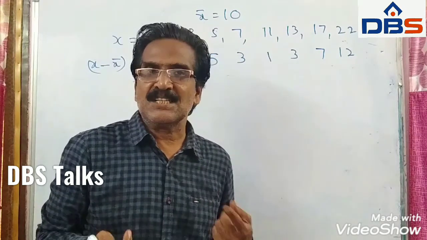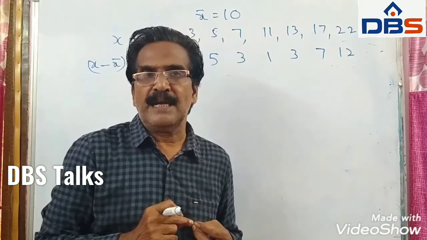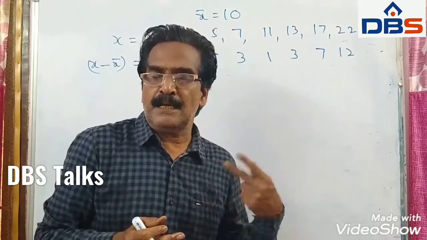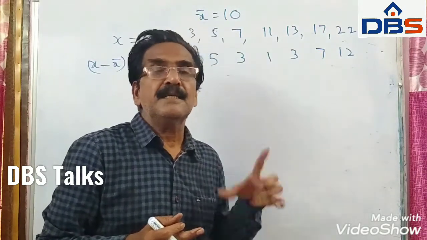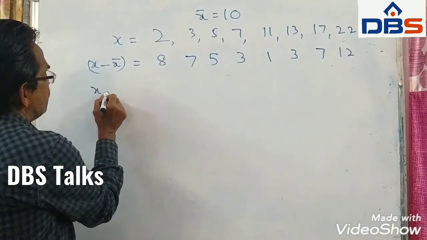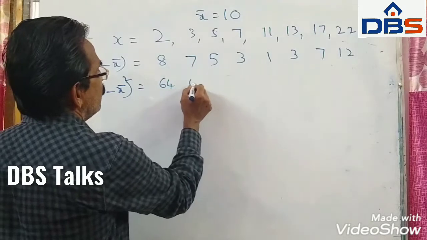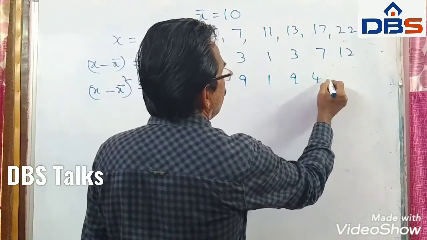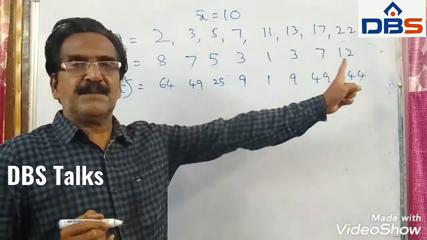Now let us square them, because our definition is the average of squares of deviations. In mean deviation, it is the average of absolute deviations. Here it is the average of squares of deviations. So the next step is finding x minus x bar whole square. This is 64, 49, 25, 9, 1, 9, 49, 144. These are the x minus x bar whole square values.